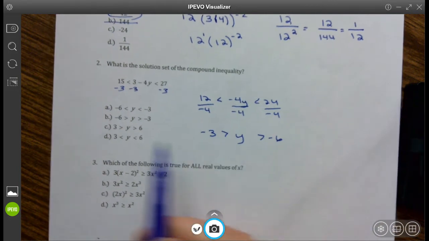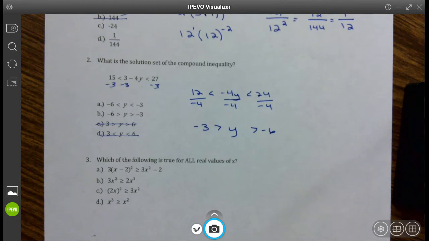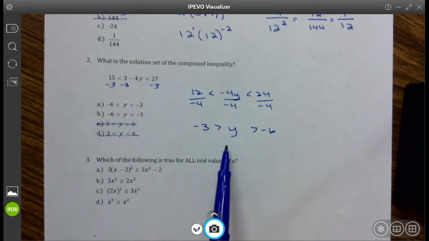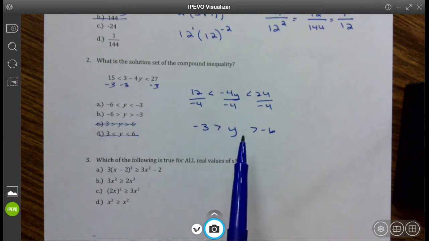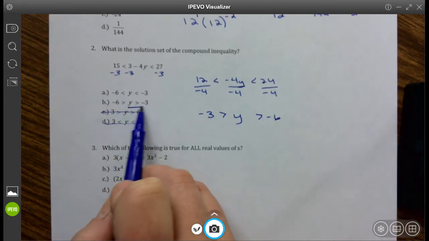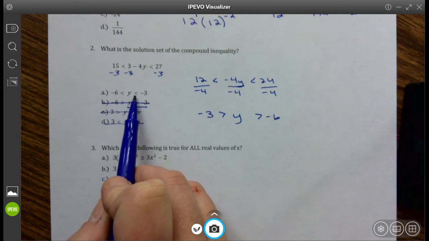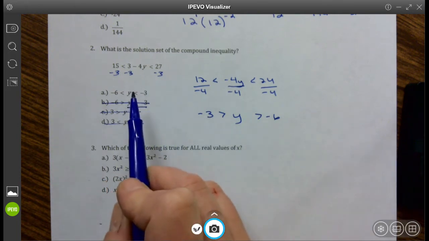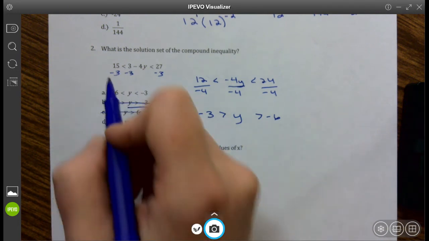When we divide by a negative, what happens is all the signs flip. So we know it's not C or D now because there needs to be negatives, but none of these look like this. Okay. This is saying -3 is greater than y. So we know we need one that says -3 is greater than y. This one's saying y is greater than -3. It's not that. Y is less than -3. Y is greater than -6. It has to be A.